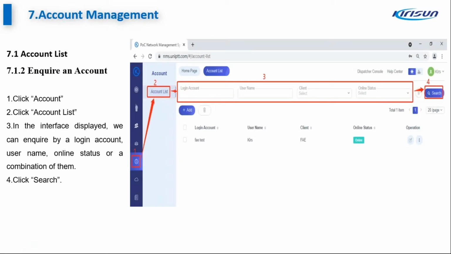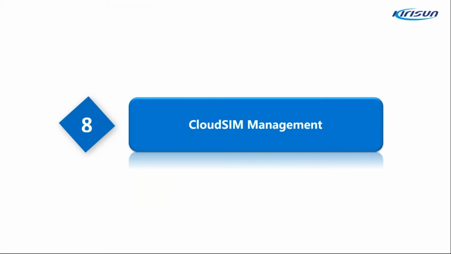Inquire an account. Please click Account and click Account List. In the interface displayed, please specify a login account, username, online status, or a combination of them. Finally, click Search. Eight is closing management.